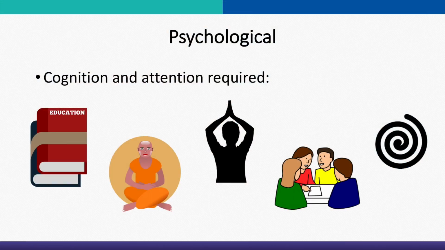For older adults who have the cognitive and attention capacity to participate in more involved psychological strategies, education about how pain works, mindfulness meditation, mind-body therapies, acceptance therapy, stress management training, cognitive behavioral therapy, and hypnosis are interventions that may help manage either acute or chronic pain.